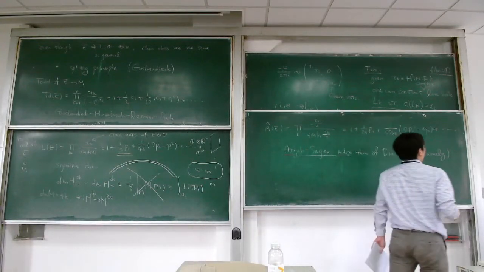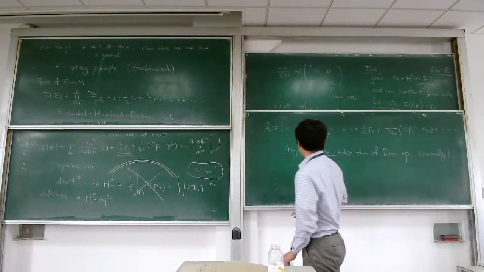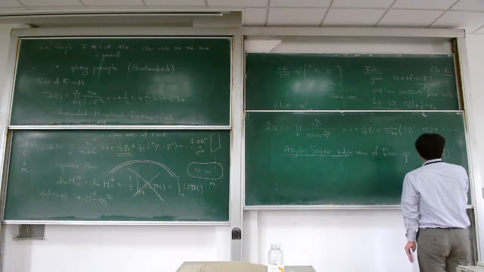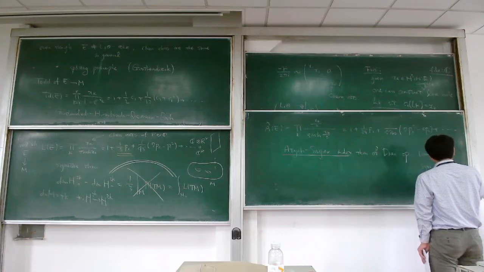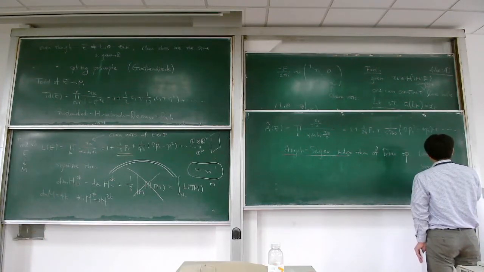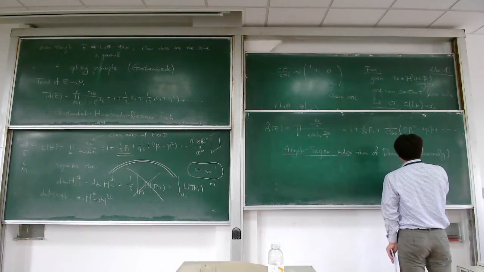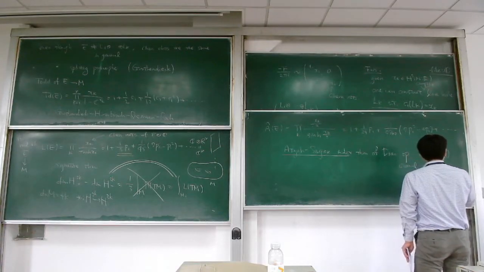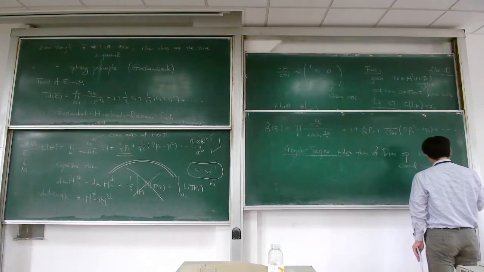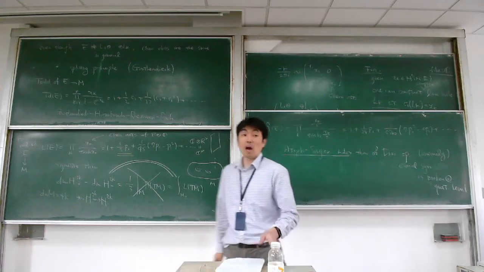So especially, an anomaly is a symmetry that is classical symmetry, but the symmetry is broken at the quantum level. This phenomenon is called an anomaly.